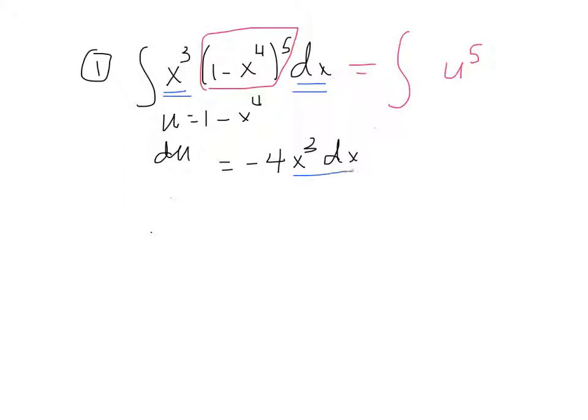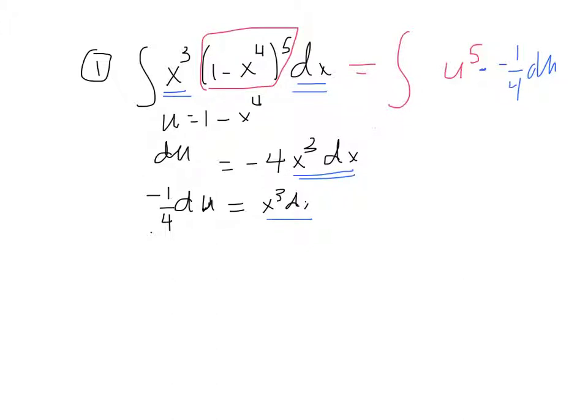Okay, so if I can somehow solve for that portion and put it in, then I'm good. So I notice that I have x cubed dx here, so I'm just going to divide by that negative 4, and I'm going to have negative 1/4 du equals x cubed dx. Okay, so then I substitute, and I say, oh, well, my x cubed dx, which was underlined in blue before, is now replaced with negative 1/4 du.